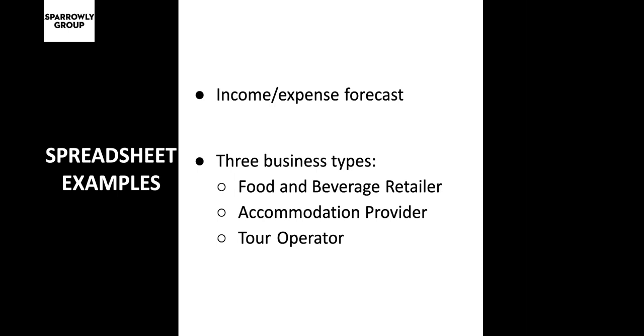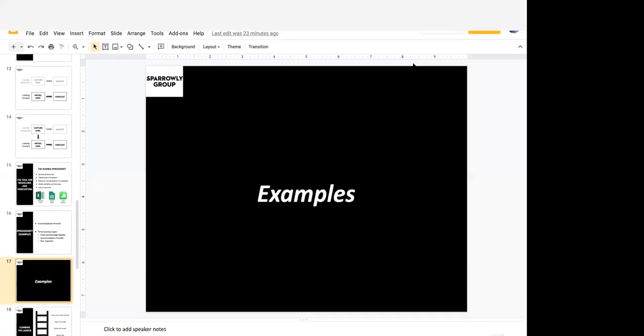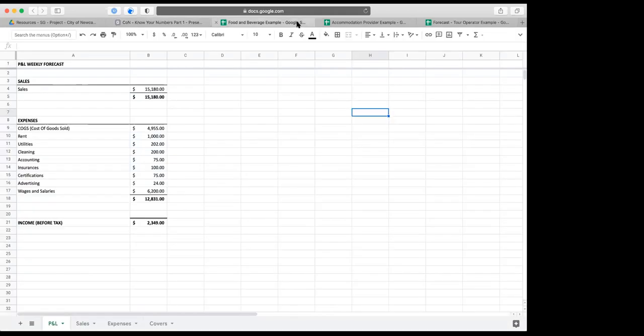Each spreadsheet we have in our examples are for different industry sectors. So I'll be showing an example of a food and beverage retailer, an accommodation provider, and a tour operator. So let's get started with our examples. Let's start with the food and beverage retailer. So perhaps it's a cafe or a restaurant.